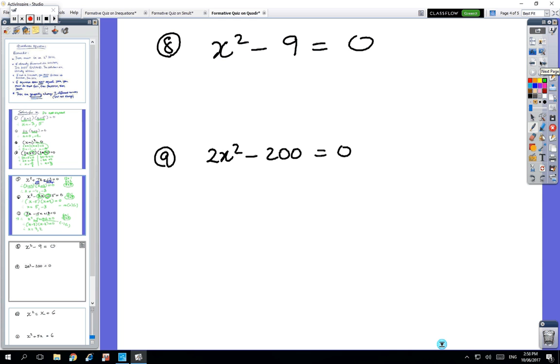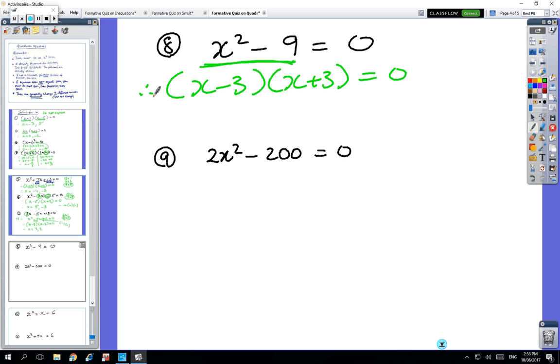Okay, so next one is another technique for factorizing. It's in your notes, so hopefully you can recognize it, and when you're ready, come back live. Okay, this one here is called the difference of 2 squares. So it's (x - 3)(x + 3) = 0. And so the answer is +3 for the first and -3 for the second.